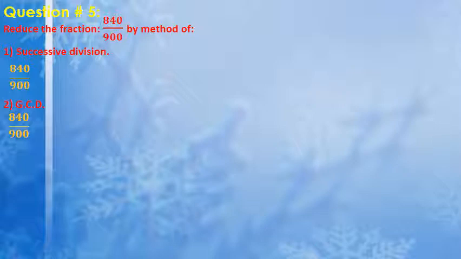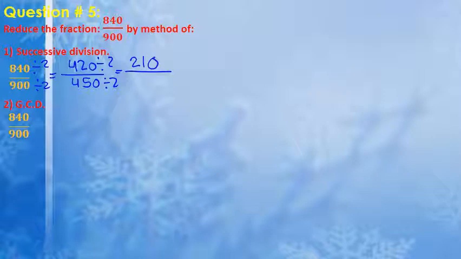In question number 5, reduce the following fraction first by the method of successive division. The fraction is 840 over 900. We can divide up and down by 2. 840 divided by 2 is 420, and 900 divided by 2 is 450. Also, we can divide both terms by 2. 420 divided by 2 is 210. 450 divided by 2 is 225.